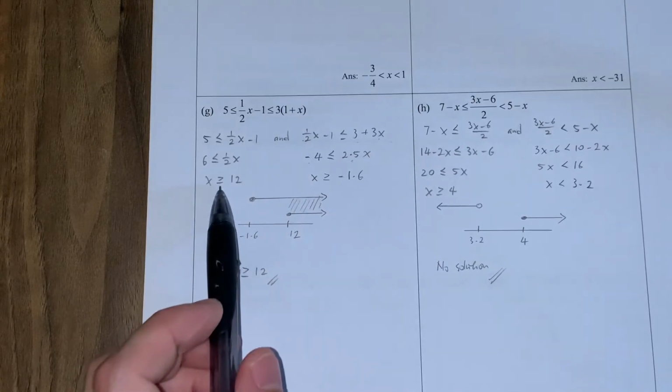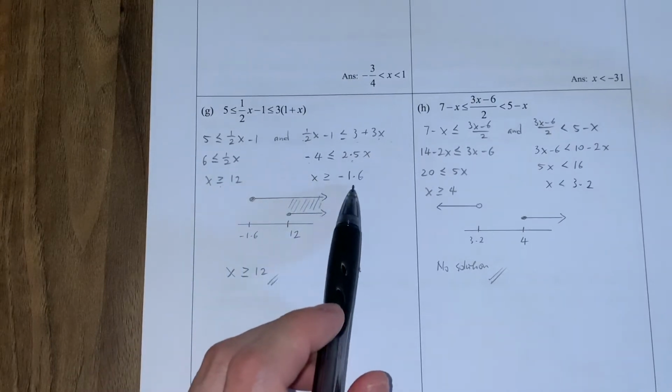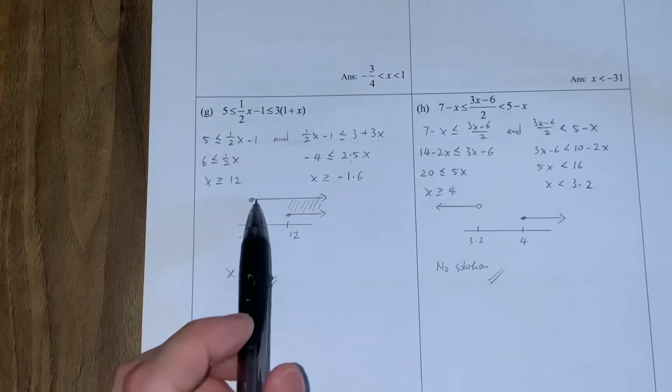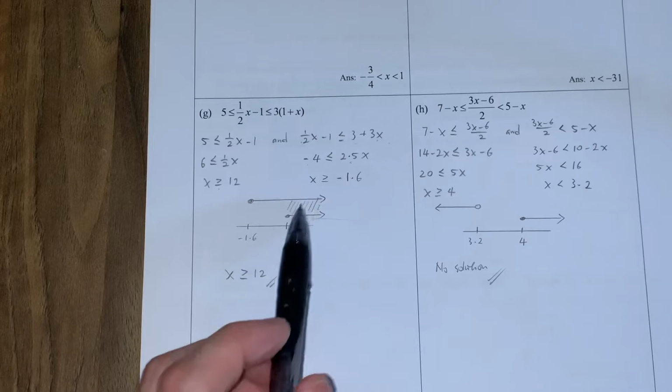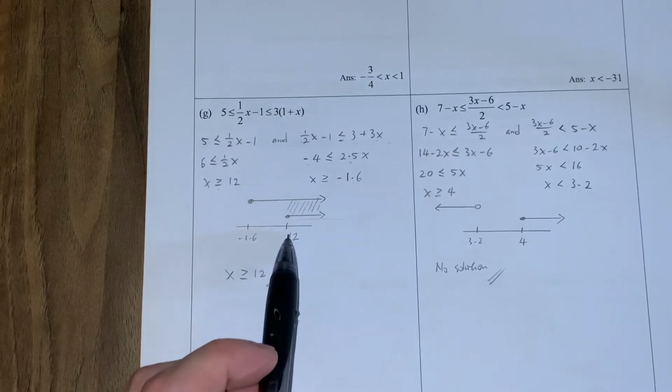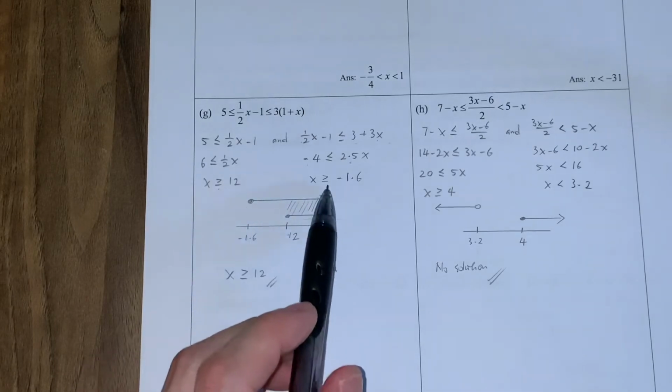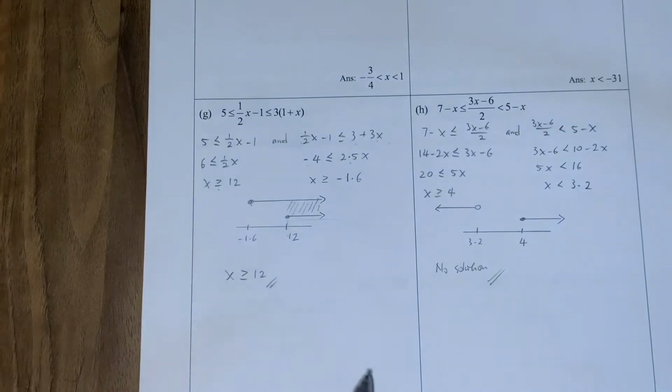So more than 12, more than 1.6. So more means go to the right. So both are pointing to the right. They're going to overlap here. So more than 12 is enough already. So equal, equal, shaded, shaded.